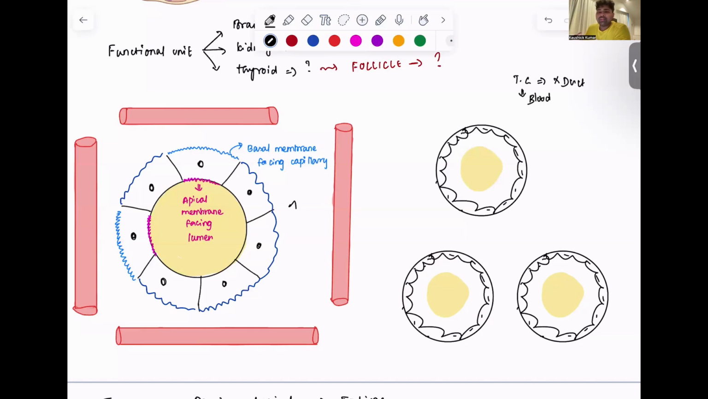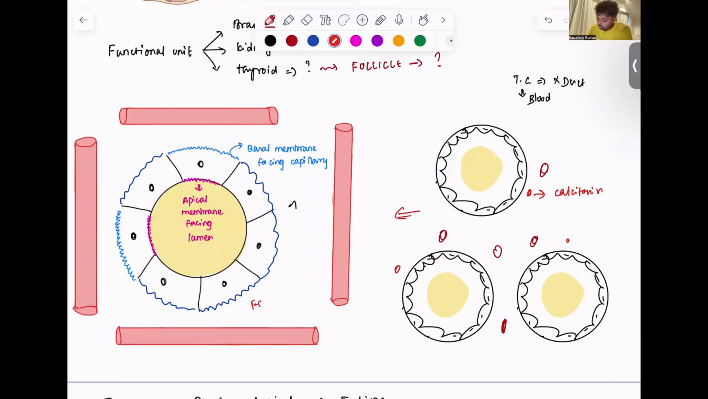So the thyroid has a rich blood supply. In between these thyroid follicles, you have so many blood vessels running around. And we have another important cell called the parafollicular cell that is present beside the follicle, and this secretes calcitonin. You can see the same in this image as well.